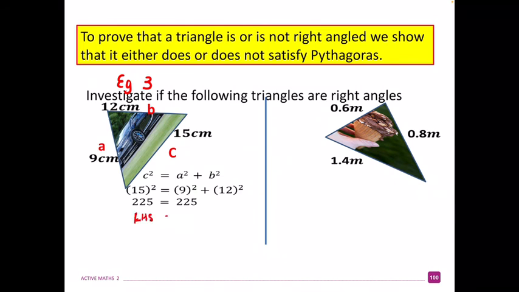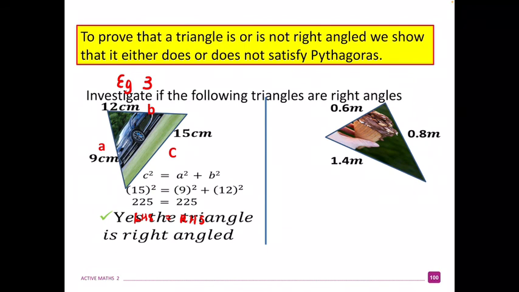The left-hand side equals the right-hand side. This triangle satisfies Pythagoras' theorem, and therefore it is a right-angled triangle. Let's try the second triangle.